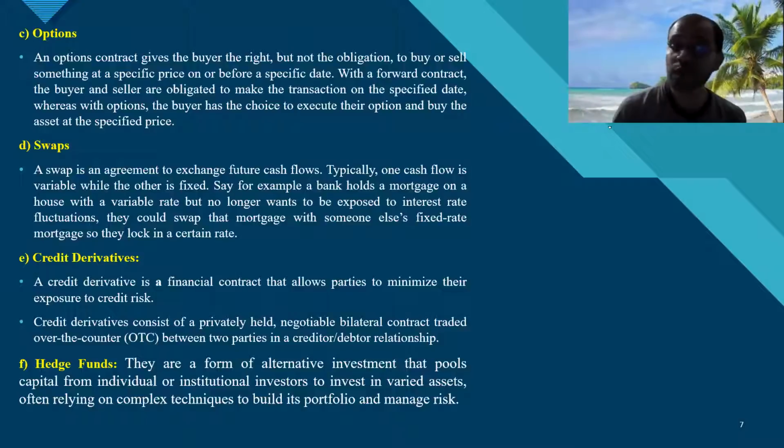The next one is credit derivatives. It's a financial contract that allows the parties to minimize their exposure to credit risk. Credit risk is the risk which arises when you give a loan and you don't get it paid back. When the creditworthiness of the debtor is very low, obviously the credit risk is borne by the creditor. Credit derivatives consist of a privately held or negotiable bilateral contract traded OTC, over the counter, between the 2 parties in a creditor and debtor relationship.